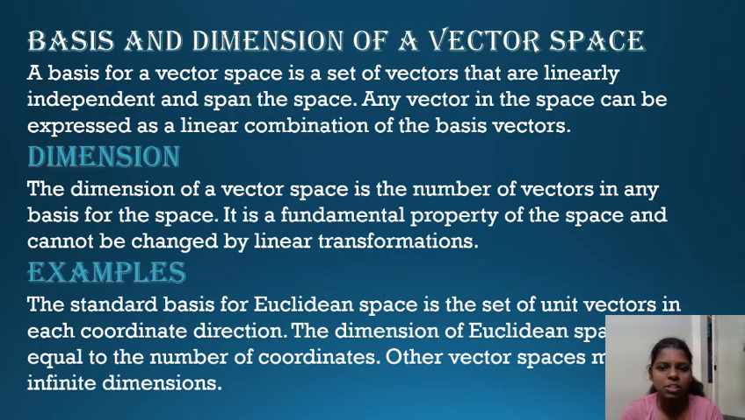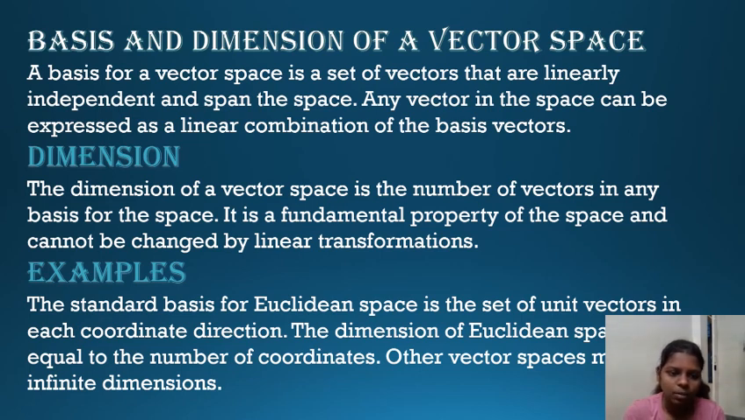Basis and dimensions of a vector space. A basis for a vector space is a set of vectors that are linearly independent and span the space. Any vector in the space can be expressed as a linear combination of the basis vectors. Dimension. The dimension of a vector space is the number of vectors in any basis for the space. It is a fundamental property of the space and cannot be changed by linear transformations.